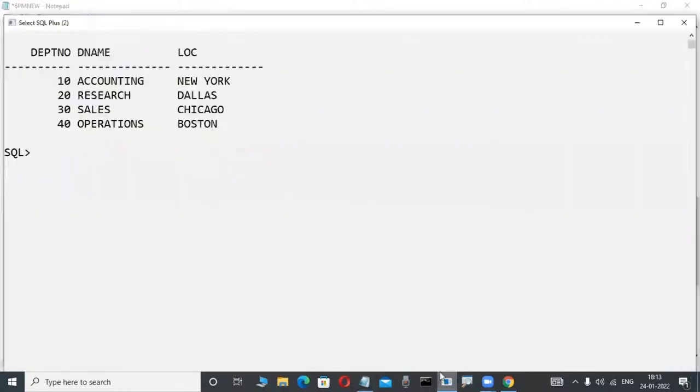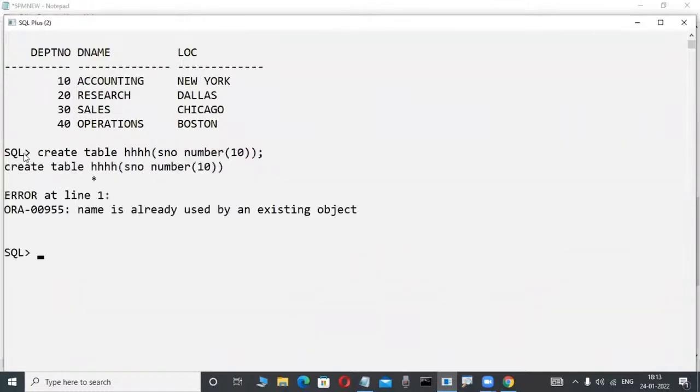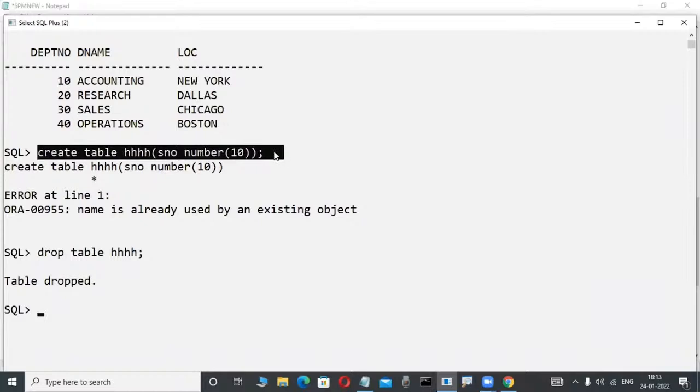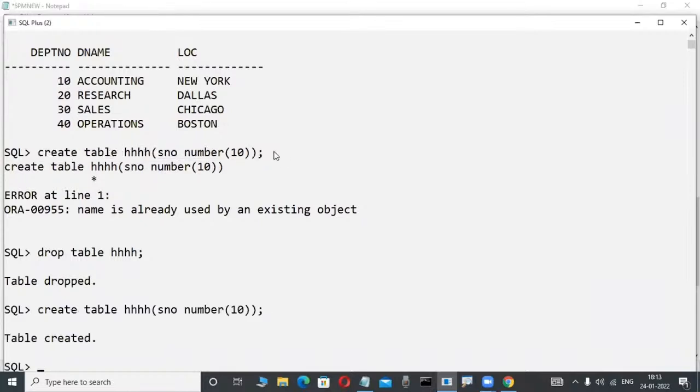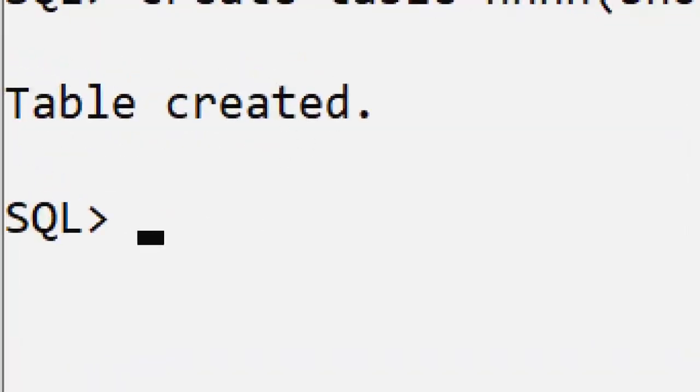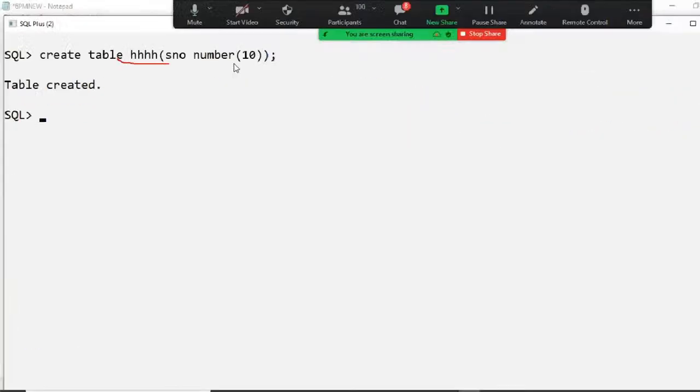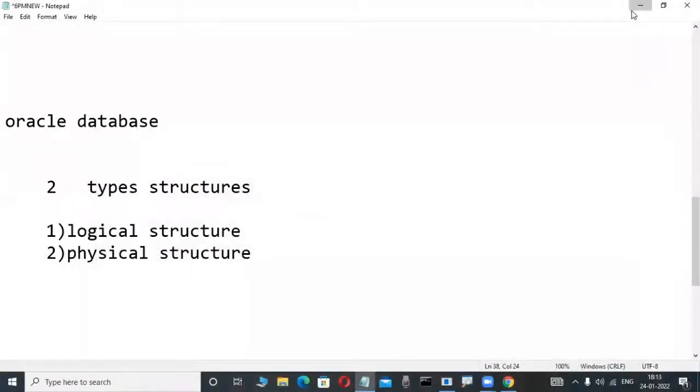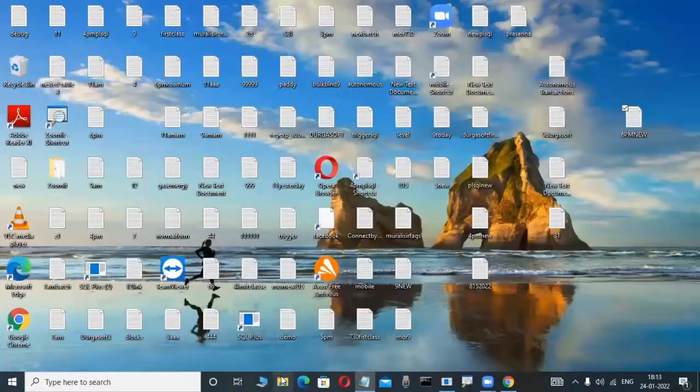Suppose you are creating a table or anything in your database, for example. Now here, these tables are already there. Suppose I am creating this table in my database. Whenever I create a table, this is not visible in the operating system. Observe here, this is not visible in the operating system.